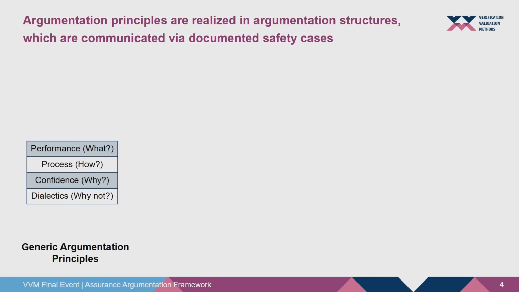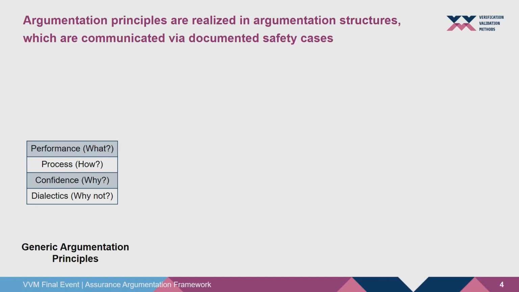Before I dig into the VVM argumentation structure in detail, I'd like to differentiate 3 fundamental concepts which are often confused. A lot of people, when they hear safety cases, immediately associate this with the goal structuring notation, short GSN. But that is not the full picture. The first concept is the concept of generic argumentation principles. They are independent of the system class or the domain in which the system should operate, and this means that for assuring the safety of any kind of system, 4 aspects need to be reasoned about.